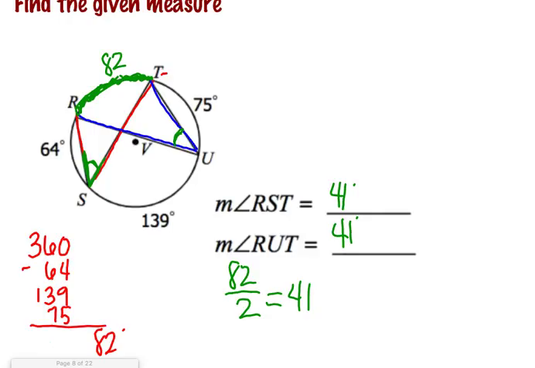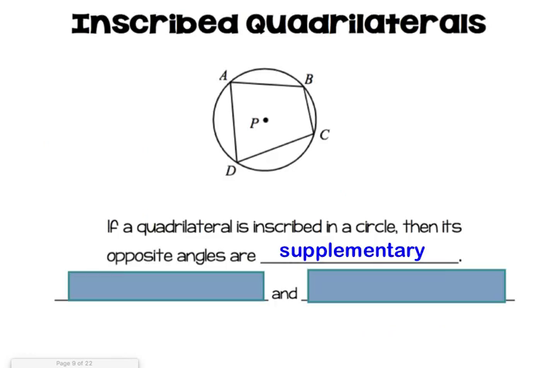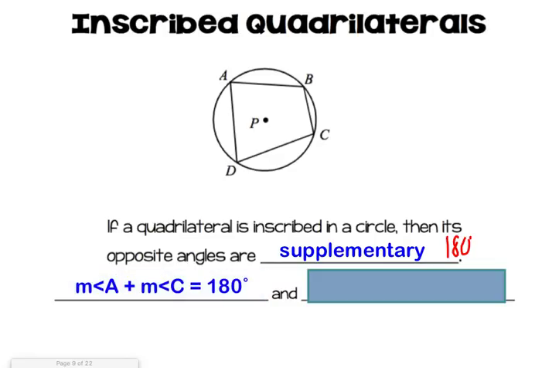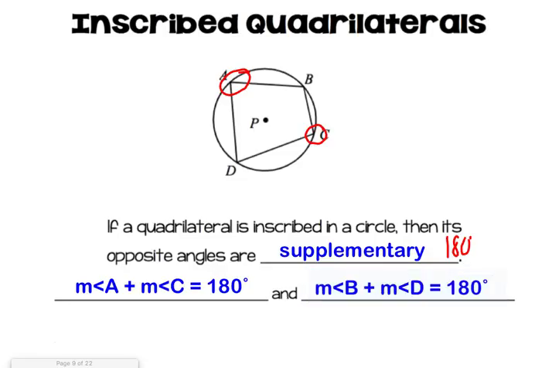And one last thing to talk about today, an inscribed quadrilateral. Remember that's a four-sided figure. It says if a quadrilateral is inscribed in a circle, then its opposite angles are supplementary. Let's review what supplementary means. It means they add to 180. Don't forget it. So in our example here, angle A and angle C would add to 180. And the same goes for angle B and angle D. Those would add to 180.